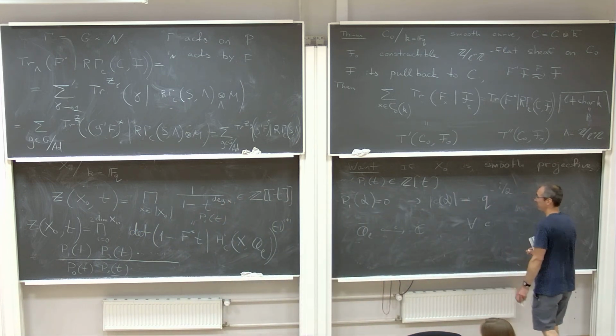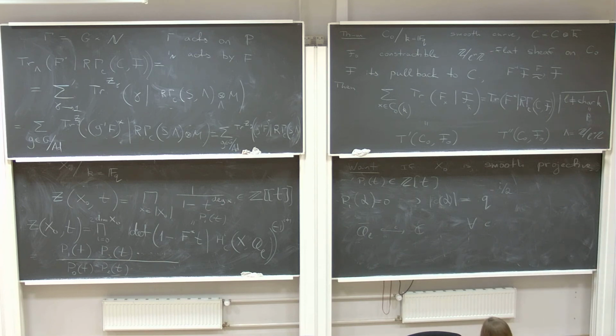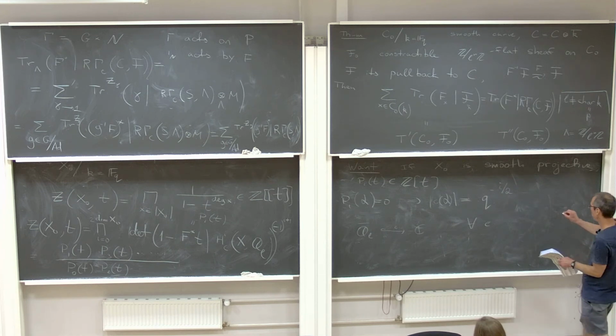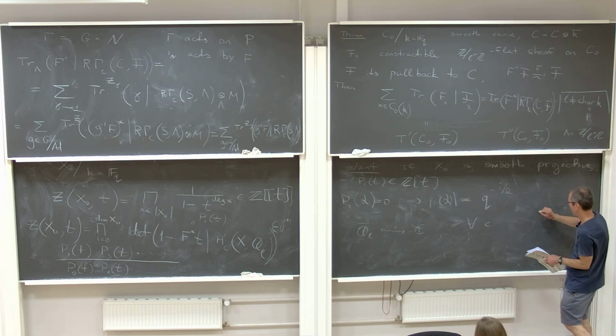So I will explain a proof of this. All the proofs are based on the following. Grothendieck didn't like these proofs. So what you do, you put your X0 in families.